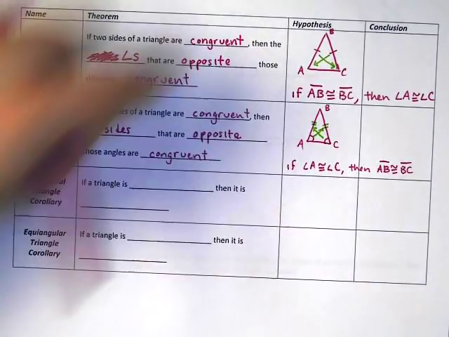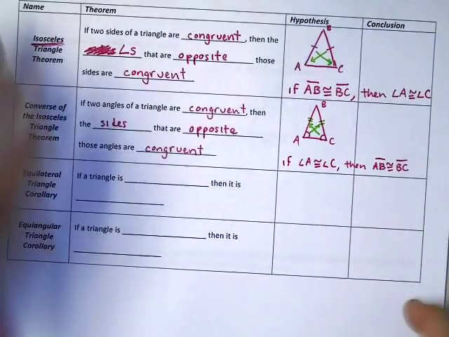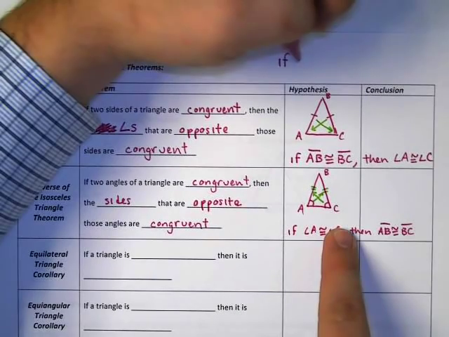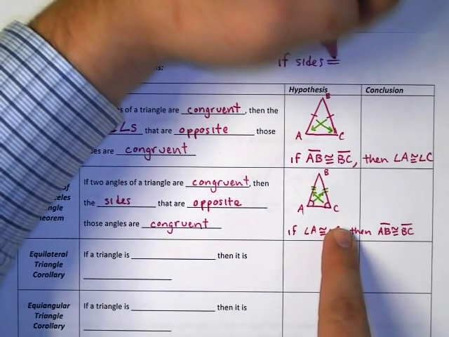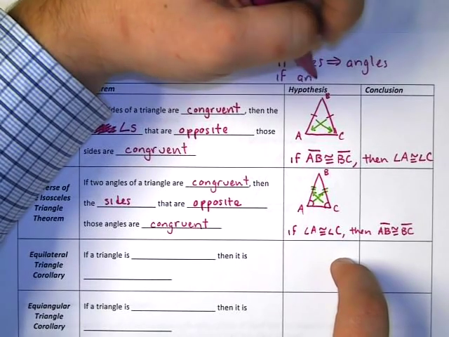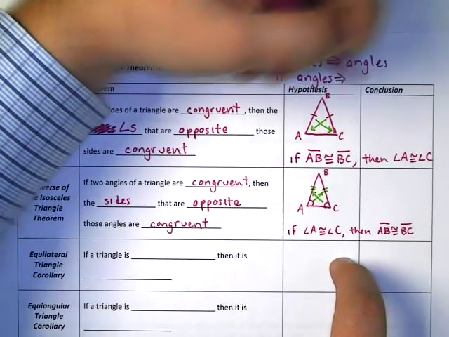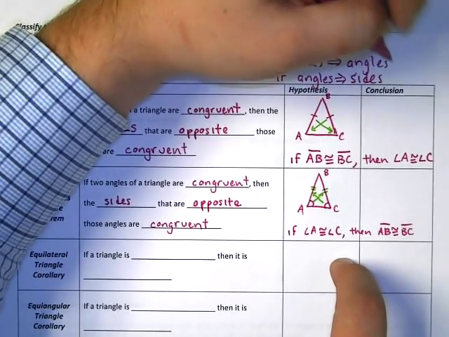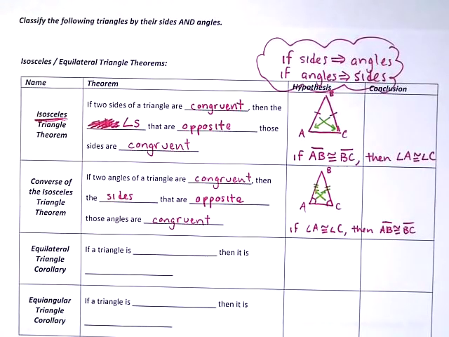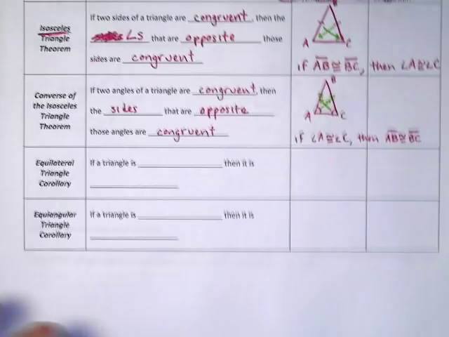Alright, so if sides, then angles, and that's what I usually say, guys. If sides, then angles, or if angles, then sides. So this is important for us to remember. Alright. Oh my gosh, so many notes.